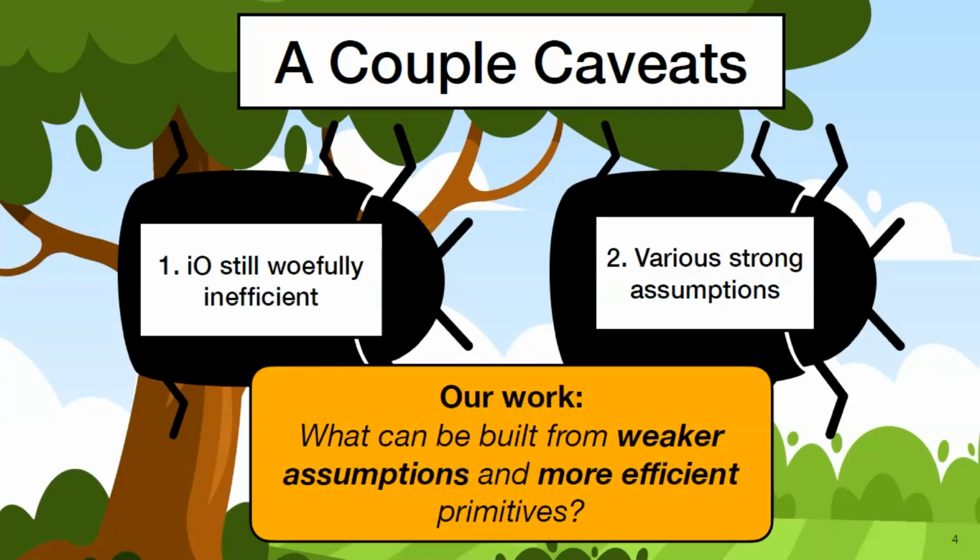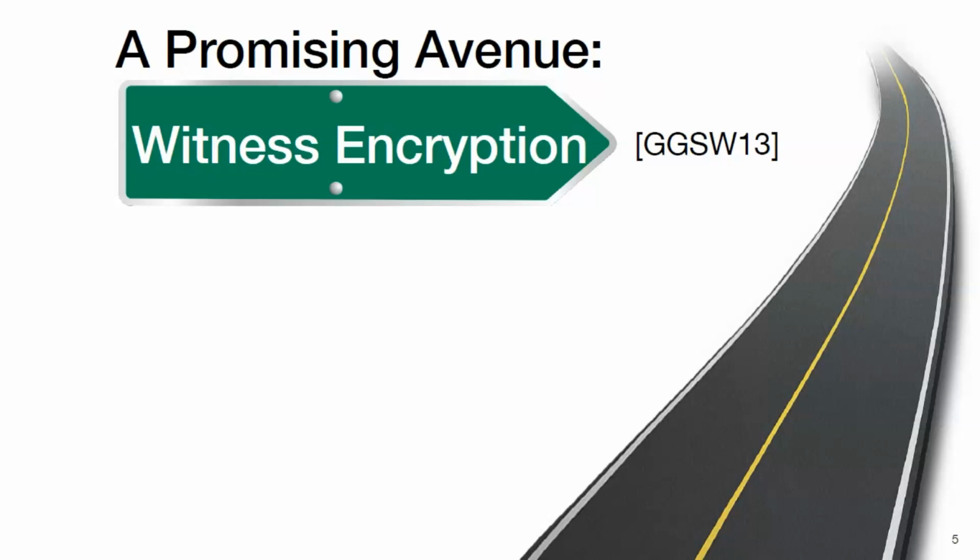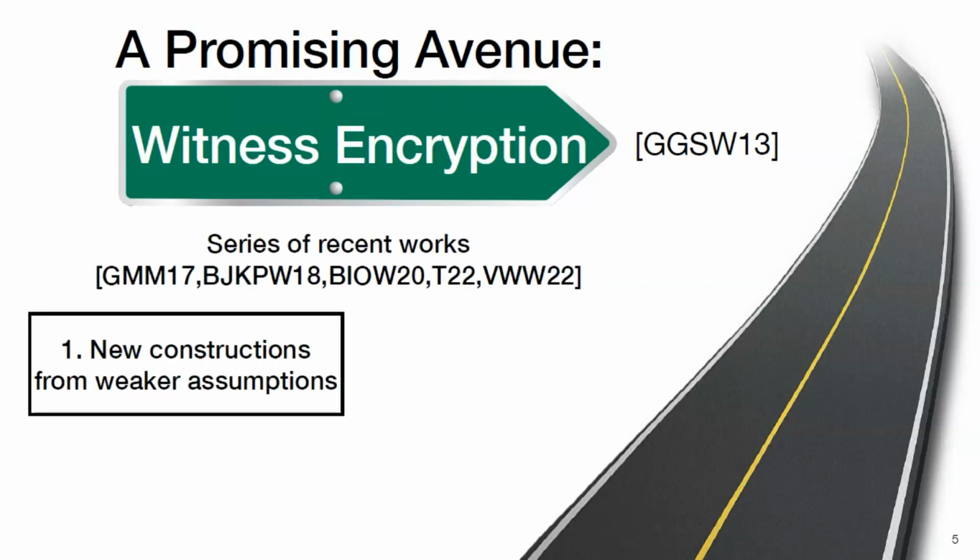And so in our work, we ask what can be built from both weaker assumptions and potentially more efficient primitives that lie in what is currently seen as this obfustopia landscape. And towards doing so, we're going to look at a particularly promising avenue of witness encryption. The reason is because there have been several recent works that have given new constructions from seemingly weaker assumptions than what are needed to build IO.